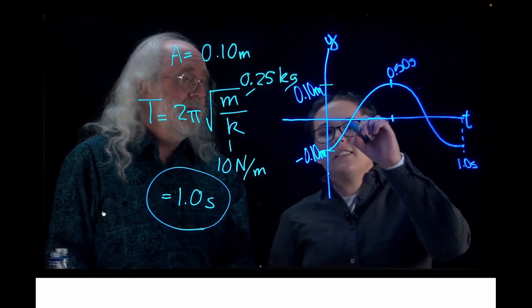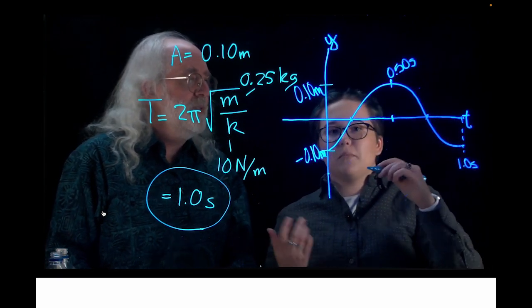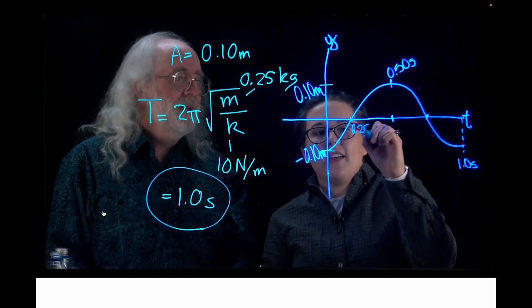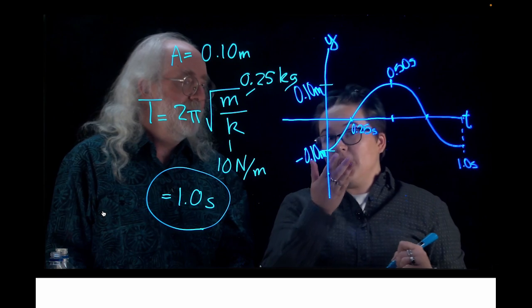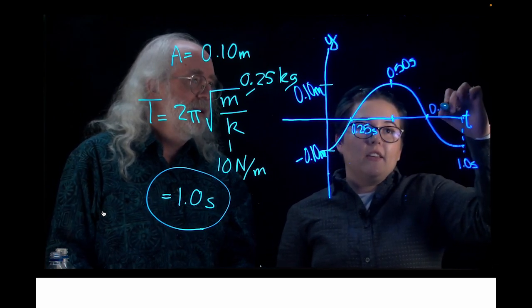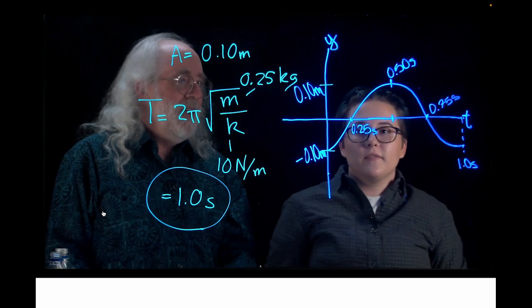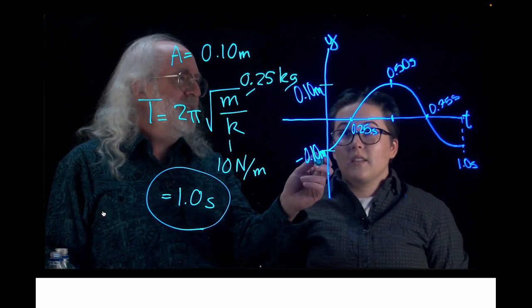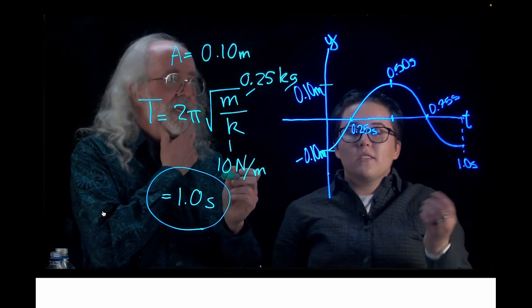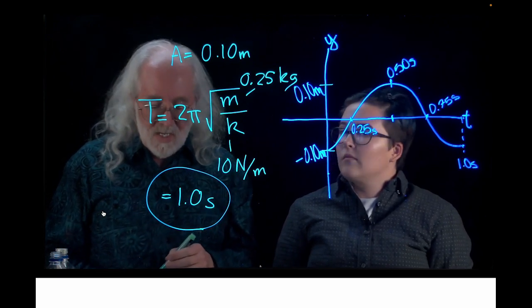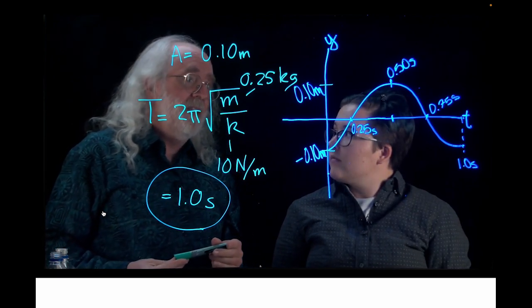And in between, those quarter points are important. It's going through equilibrium. Yeah, that's important. So I'm going to say that this one is equal to 0.25 seconds, and this one here is 0.75 seconds. Perfect. And now we have this graph to help us wrap our minds around what's happening. We have times on here.